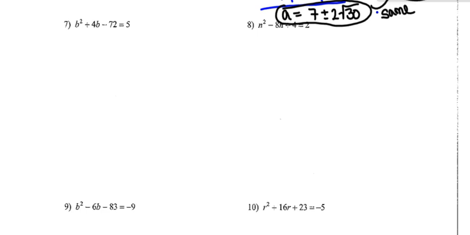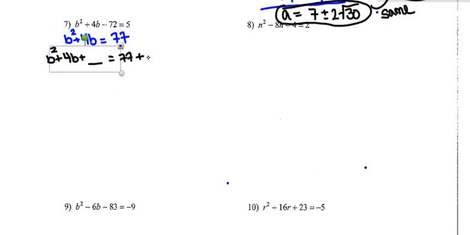So let's go ahead. I'm going to add 72 to both sides. This time I'm going to do that mentally. So on the left, I've got b squared plus 4b. On the right, I've got 77. In the next line, I'm going to go ahead and complete the square by adding that mystery number to both sides. And that mystery number, remember, I'm going to find by taking half and then squaring it.